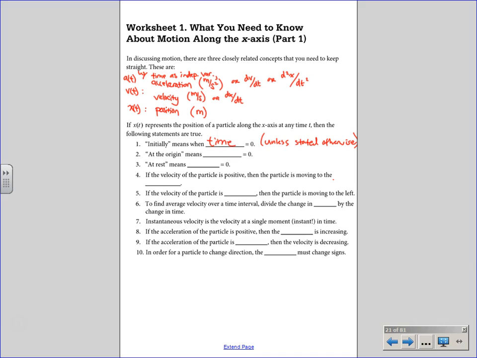At the origin, what do you think that's referring to? Time, position, velocity, or acceleration? Position, because it's where it is. At the origin, at the beginning, but not just the beginning, at the starting position. And specifically if it's talking about something that's moving along an x-axis or a y-axis, at the origin is when x is 0, or even if it's y, when y is 0. But position is 0.